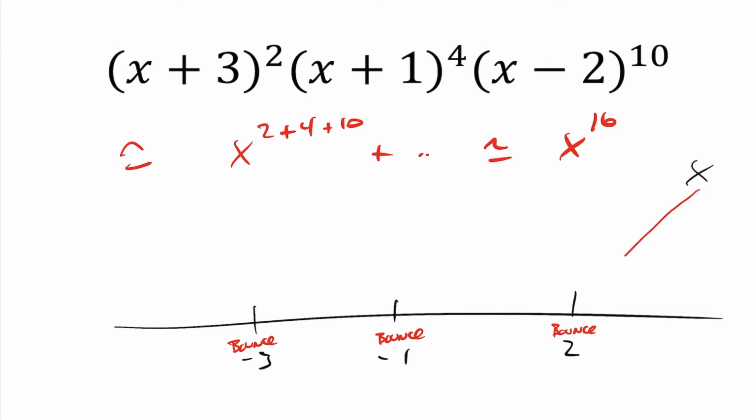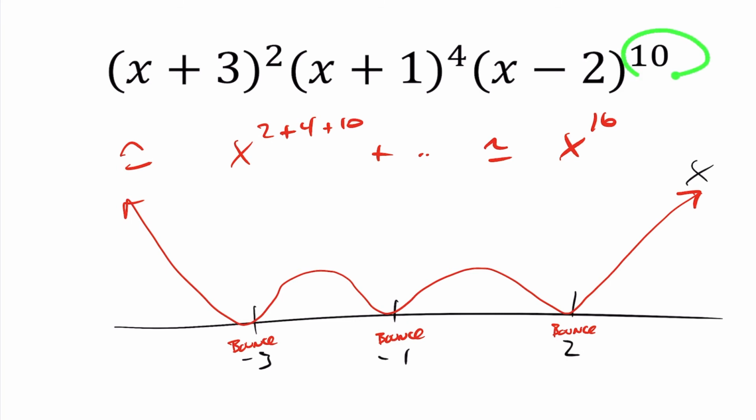So we're going to tend towards our root of 2, and we're going to bounce. Go back up, tend towards our root of -1, bounce. And once again, go back up, tend towards our root of -3, and bounce again. So this is a rough sketch of our polynomial here. Again, the even powers mean that we'll bounce at each one of these roots.